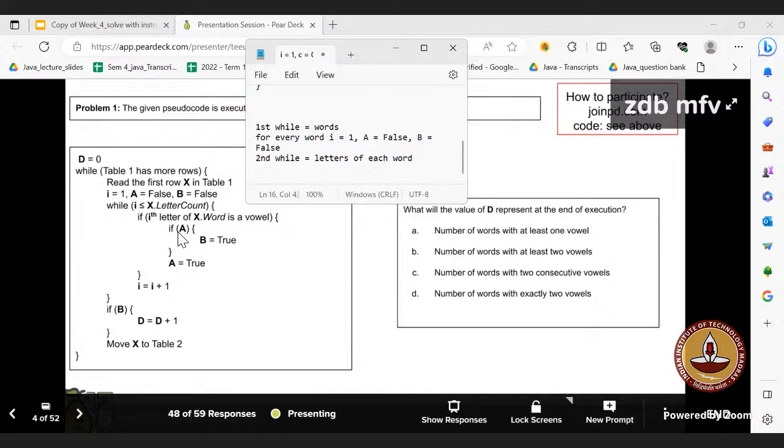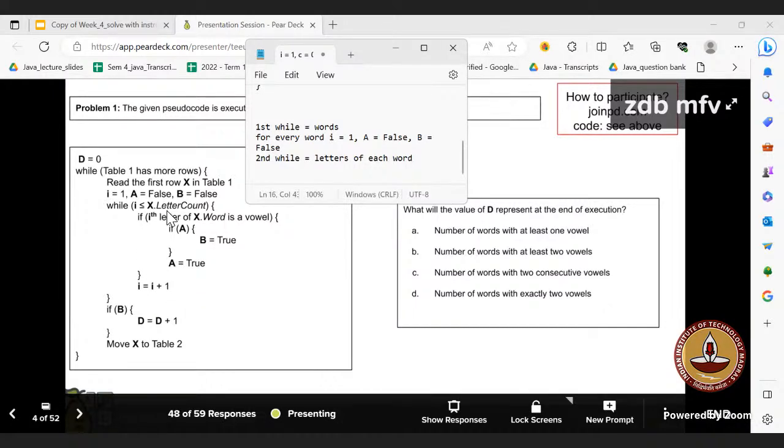So it won't happen. But if the first letter is a vowel, then you will set A equal to true. Then if your second letter is also a vowel, then what will you do? If the ith letter of x.word is a vowel, the condition is satisfied. If A condition is also satisfied, because for the first time after seeing a vowel you have made A true, then B equal to true you will set, and A will be true only. Then I equal to I plus 1 will happen.